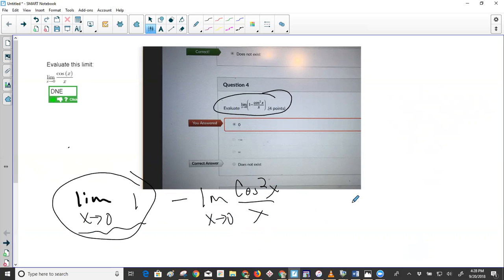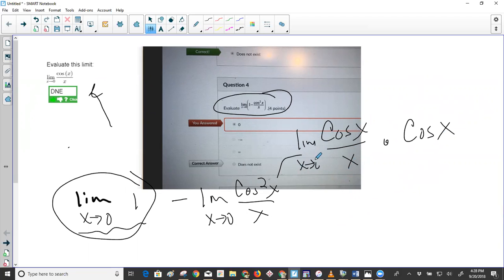Now, as you look at this piece, I can think of cosine squared x over x as cosine x over x times cosine x. And then as x goes to 0, of course we can break this out into the limit as x approaches 0 here and the limit as x approaches 0 here. So we're multiplying those two limits, and we already decided this goes to infinity, or doesn't exist, right? And this one will be 1.